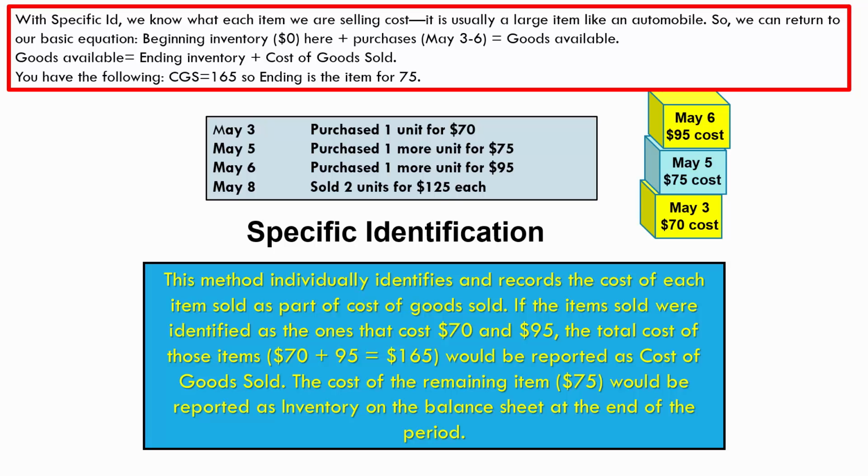Now on May 8th, we're going to sell 2 of the units, and the selling price, which is generally irrelevant when we're talking about inventory costing, by the way, is $125. If we know that the items were identified as the ones that cost $70 and $95, all we do then is take these out of inventory or credit inventory for $165 and debit cost of goods sold for $165. That is not a difficult thing to do, and it's very intuitive.